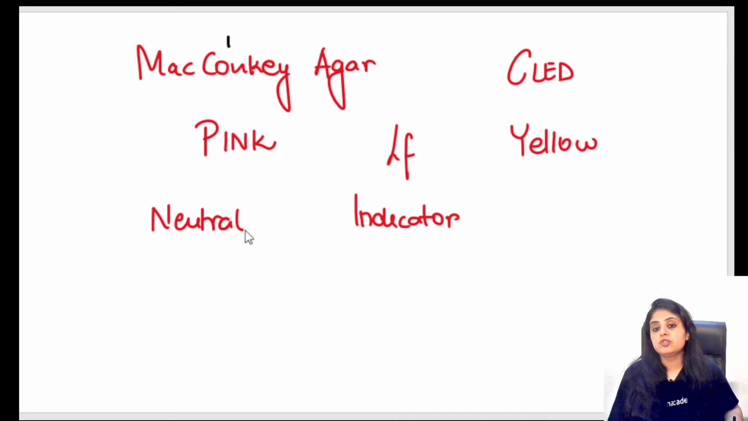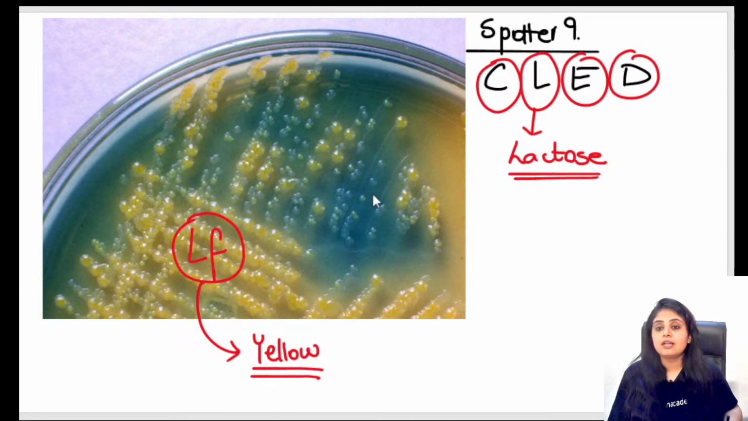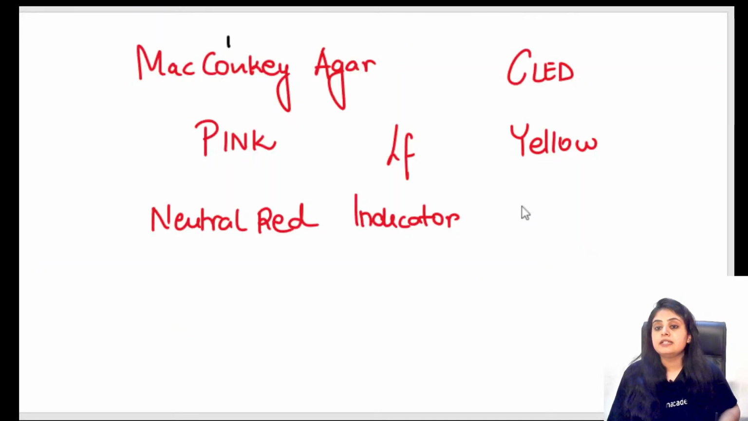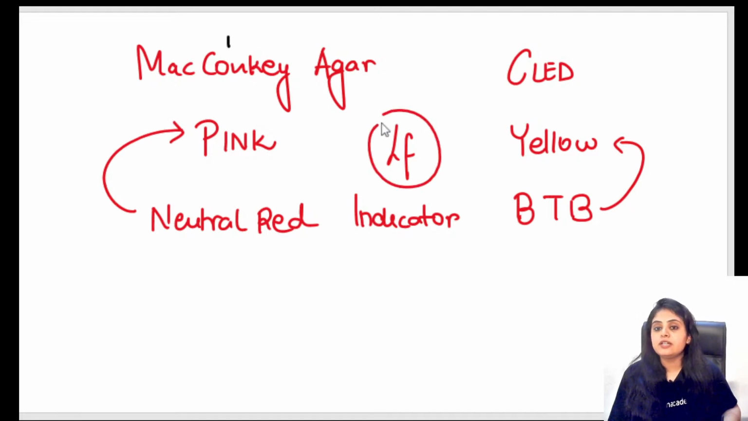You will ask me, ma'am, what is the color indicator in CLED? If you see, the background color is all blue, so it contains bromothymol blue. This is also a previous year question. CLED contains BTB, bromothymol blue, as one of the indicators. This will change the color to yellow, and neutral red will change the color to pink over here. That is how you will get to know about lactose fermentation.